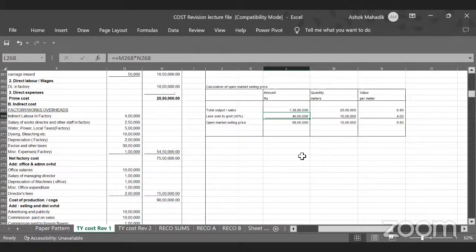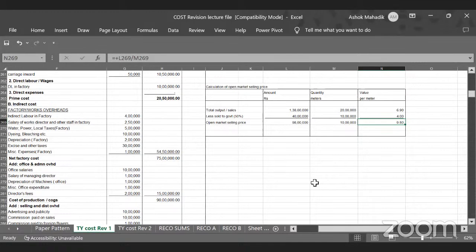So remaining amount we can sell in the market. How much? 98 lakhs. And how much quantity is available? 10 lakhs. So 98 lakhs divided by 10 lakhs. That is 9.80. So we can charge our customer at 9.80 per meter.